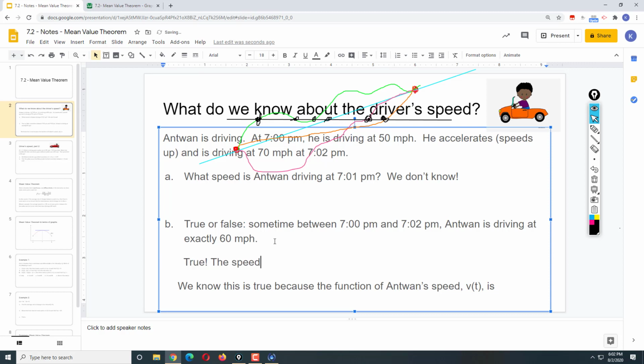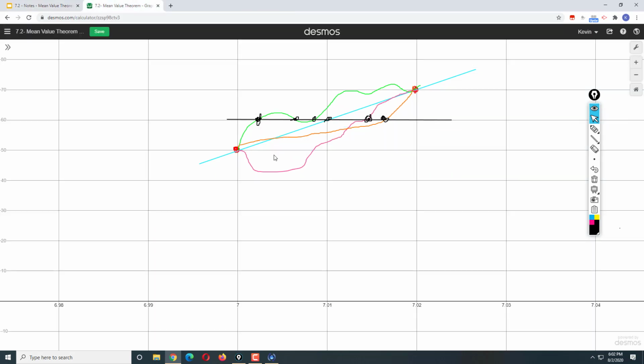The speed cannot go from 50 to 70 without passing through 60. Okay? We know this is true because the line, which is the function of Antoine's speed, v of t, is continuous and differentiable. It is continuous. It is always, like, to draw my line, I can just draw it with one single stroke.